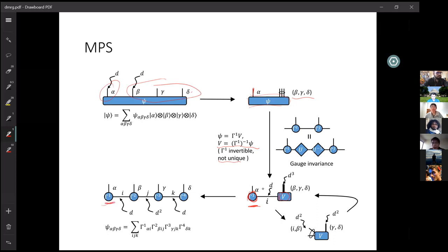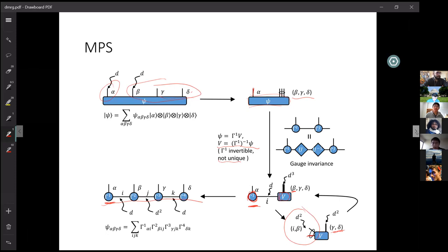You can keep doing this by splitting the beta index out and combining it with the internal leg on the left, and then leaving behind the gamma delta. They are the physical degrees of freedom for the next two sites. Now you again do a matrix: you put a random invertible matrix on the second site, and you leave behind something on the third and fourth site. By doing this you can keep going to end up with this form.